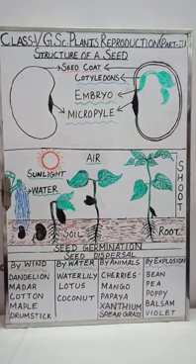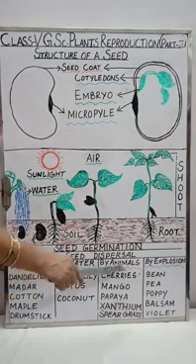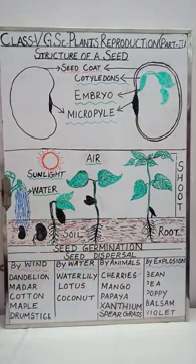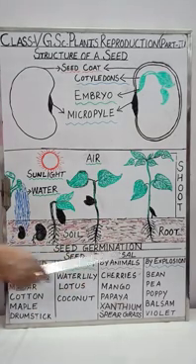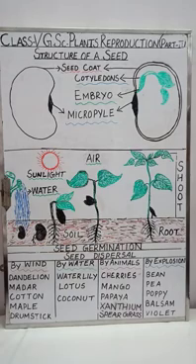Seeds are scattered in different ways. External agents like wind, water and animals help in the seed dispersal. Self-explosion is also another method of seed dispersal.